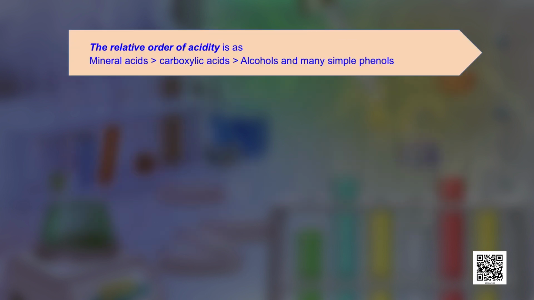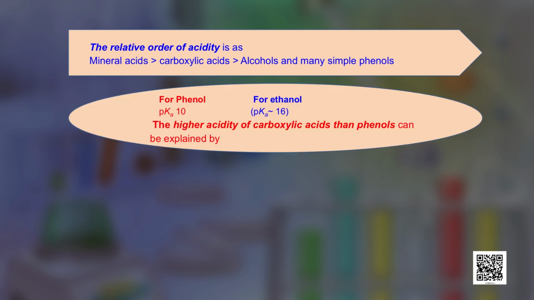Now, we can find a relative order in the acidity by comparing the pKa values, and the general trend is like this: mineral acids, which are very strong, have pKa values lower than the carboxylic acids, which are stronger than alcohols and many simple phenols. And you can see here that for phenol the pKa is 10, while for ethanol it is 16. You can compare the values and then see which one is more acidic or less acidic.